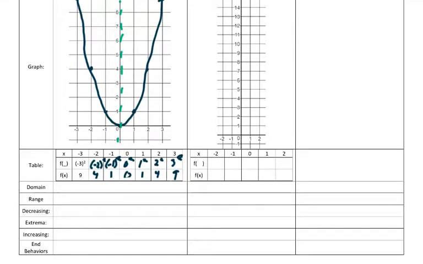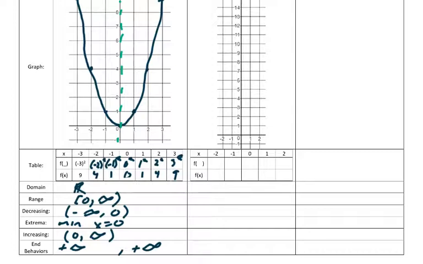Just looking briefly, notice the domain is all reals. The range in this case is from 0 to infinity. It is decreasing from -infinity to 0. It has a minimum at x equals 0. Then it's increasing from 0 to infinity. The end behaviors are both positive infinity. As it's going to the left, it's going to positive infinity, and as it's going to the right, it's going to positive infinity.